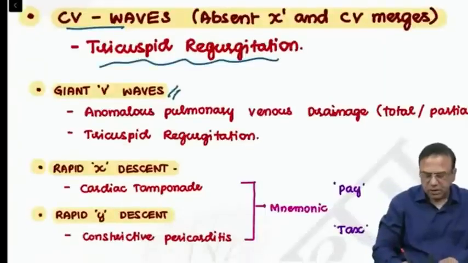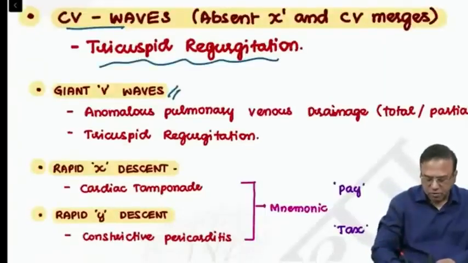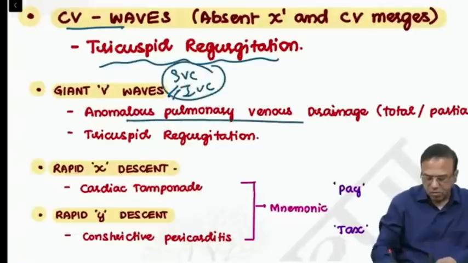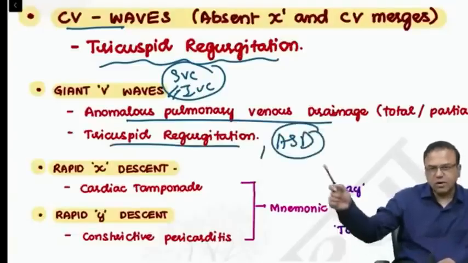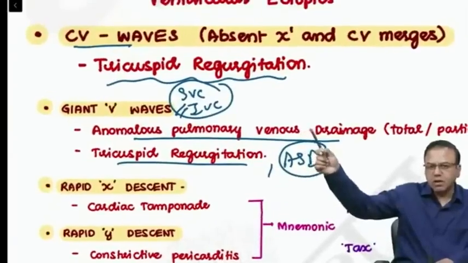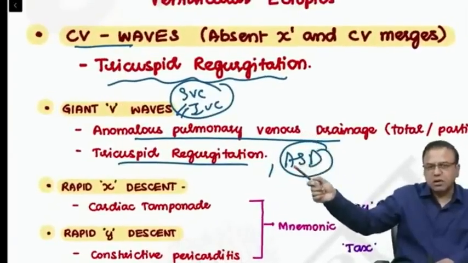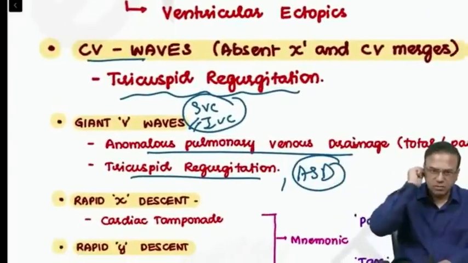Giant V wave basically is venous collection of blood in the atria. Normally the blood in the atrium should come from SVC and IVC. If you get additional blood from anomalous pulmonary veins or from tricuspid regurgitation or from ASD, this comes from left atrium, this comes from the ventricle, this comes from additional blood from the lung. Any other additional source of blood in the atrium will make the V very tall. Okay, it's a very logical, simple approach.